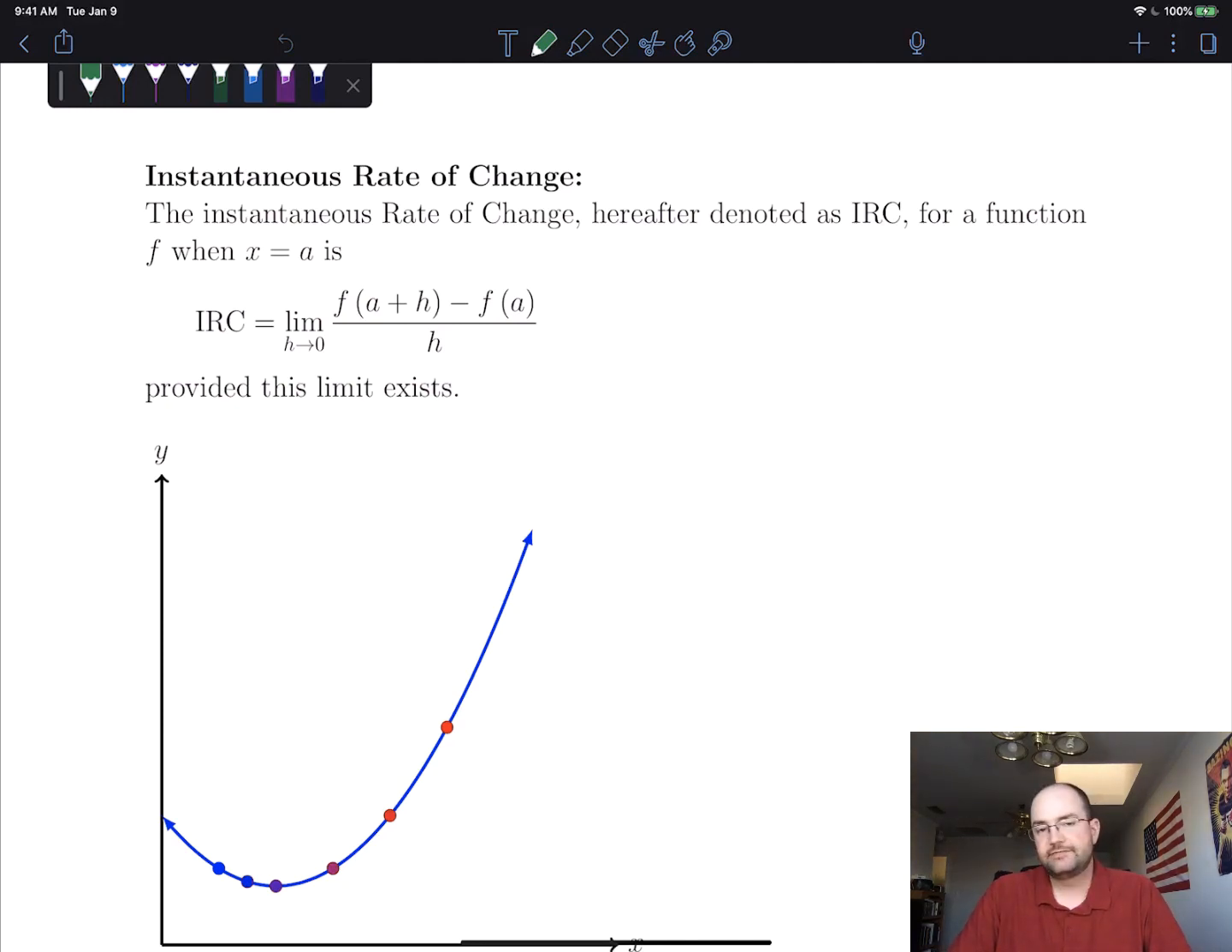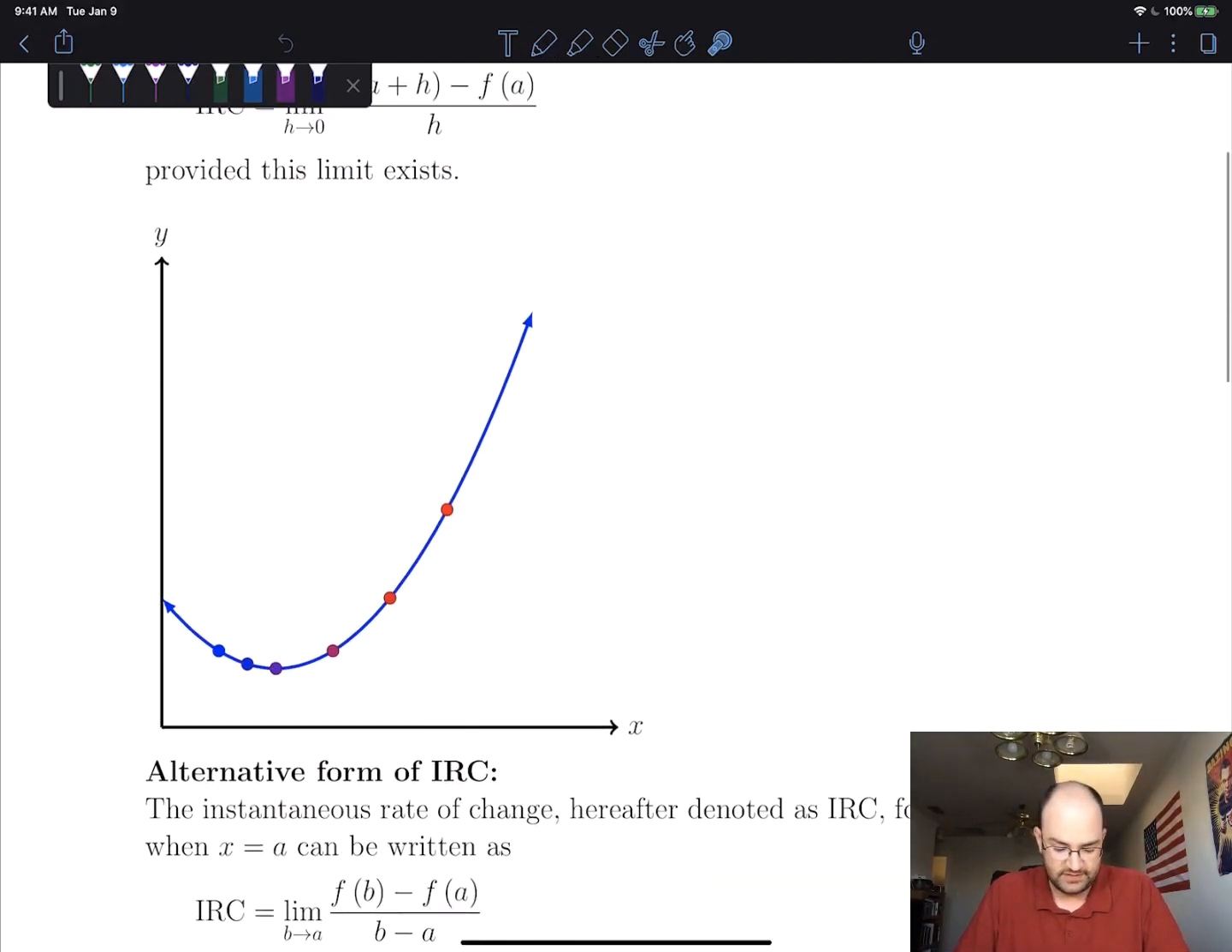Hello. In this video, we want to look at the instantaneous rate of change. So the instantaneous rate of change, hereafter denoted as IRC, for a function f when x equals a is the limit as h goes to 0 of the difference quotient. This is part of the reason why the difference quotient is so important. In other words, if the distance from the initial point to the next point goes to 0, that's what the instantaneous rate of change is, provided, of course, that this limit exists.